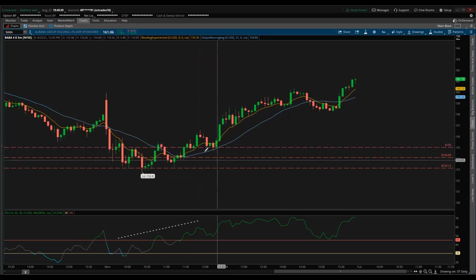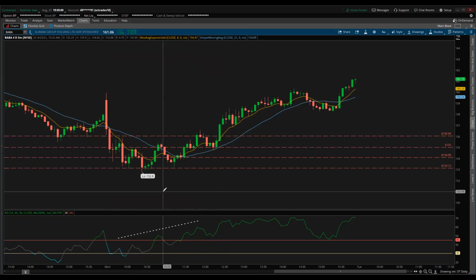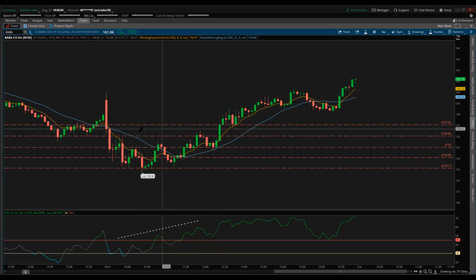You can put these lines up just to see if they coincide with some sort of support or resistance levels, whatever you may have on your charts. But we're really just playing risk reward. So that's 1 times my risk at 155. If I look for about the 156 area right here, I'd be getting 2 times my risk, and obviously the 157 area, which looks like a good area as well, would be 3 times your risk.